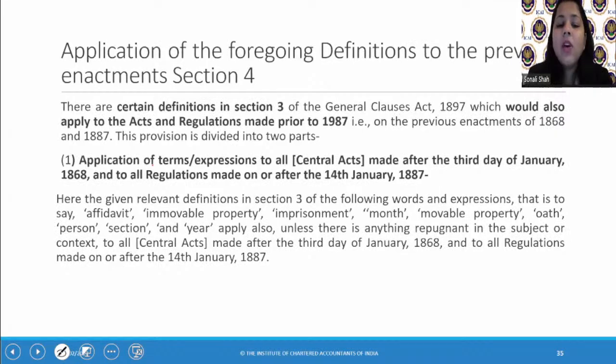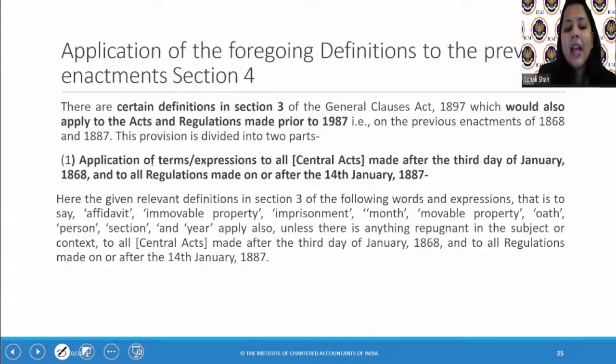Okay. Now coming to the applicability of the definitions. All these definitions that we had discussed are defined in section 3. So obviously the definitions will be applicable to all acts and regulations that were made after the coming into force of the General Clauses Act. However, there are certain definitions which have a retrospective effect also. That has been provided for in section 4.